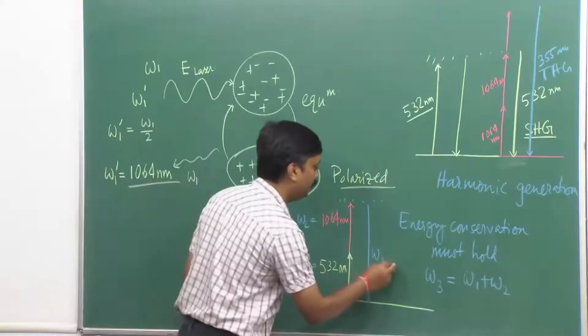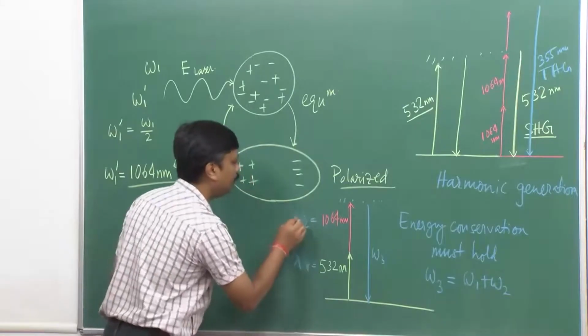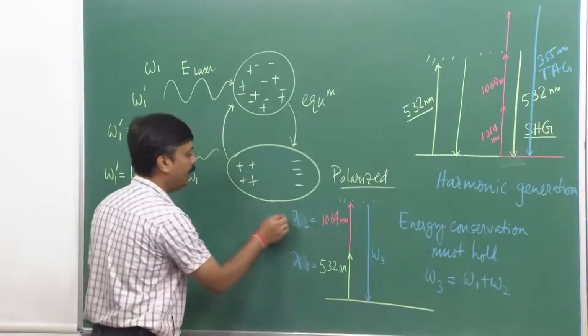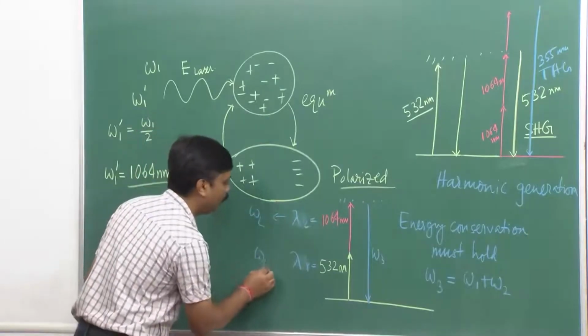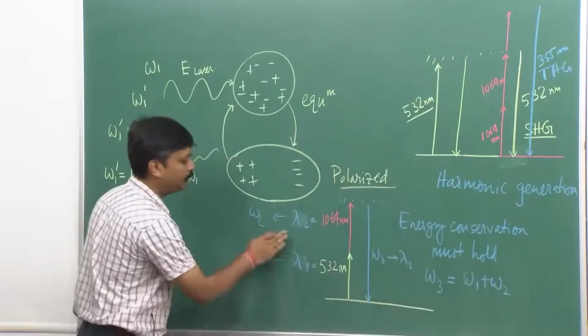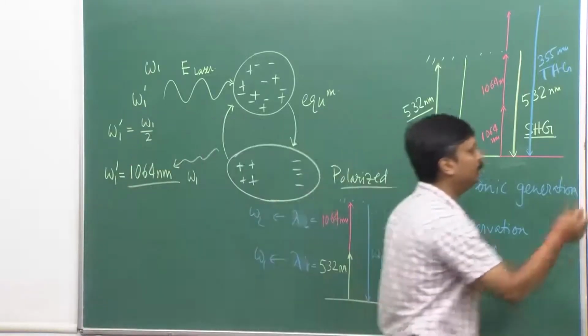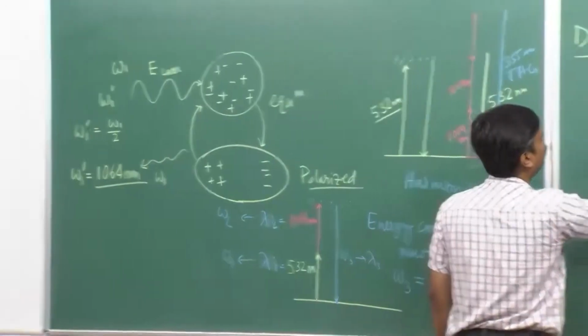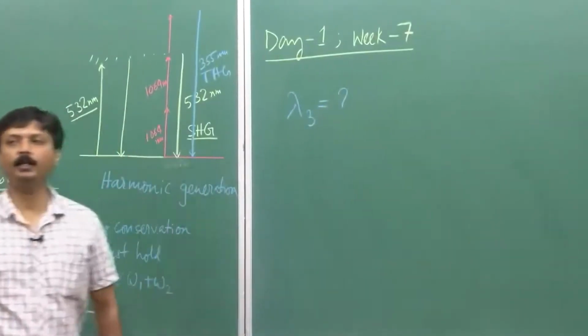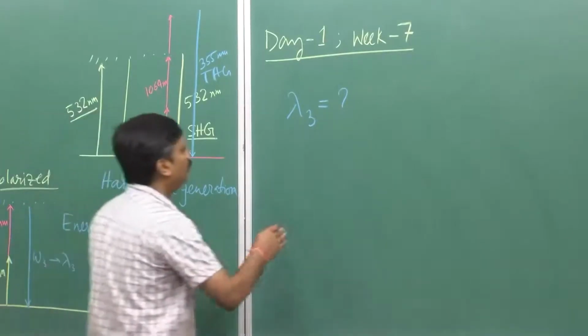So, corresponding wavelength. I should correct this, this is actually lambda 1 and lambda 2. Okay. I can have the corresponding omega 2 and omega 1 of course, and this has lambda 3. So, I have lambda 1 equals 532, lambda 2 equals 1064. What is my lambda 3? Okay. So, my question is, lambda 3 is what? How do I find that? That is very easy to do, because I know this equation from energy conservation. So, this is my unknown.